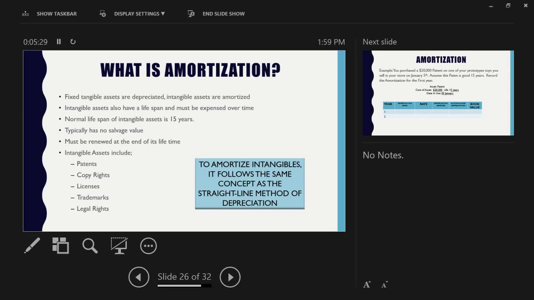There are a few things usually associated with intangible assets, a few components that are a little different. Normally, the lifespan for intangible assets is about 15 years. Of course, that's just a guesstimation and obviously not true for everything. I believe patents, depending on what the patent is, can go anywhere from 2 years to 10 years. And the same thing with copyrights.